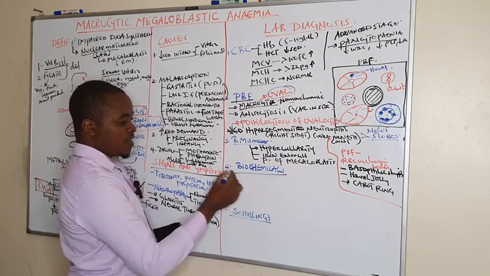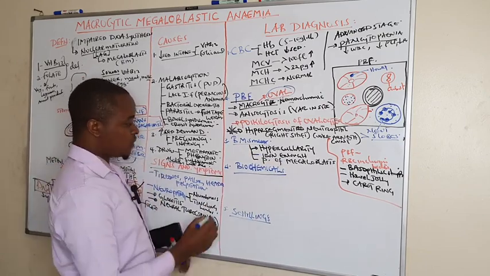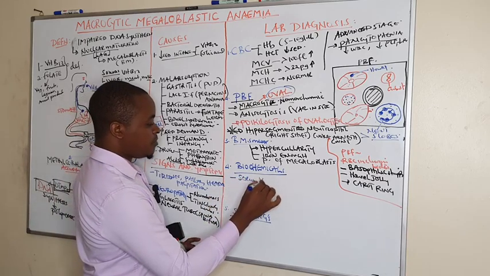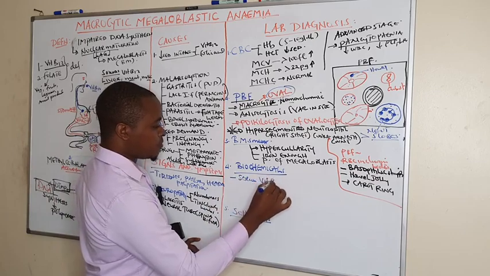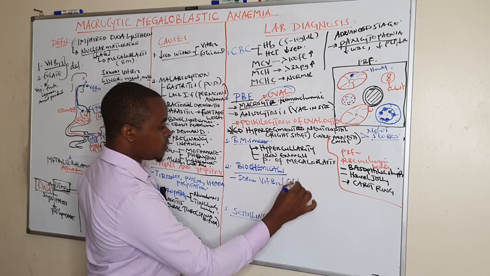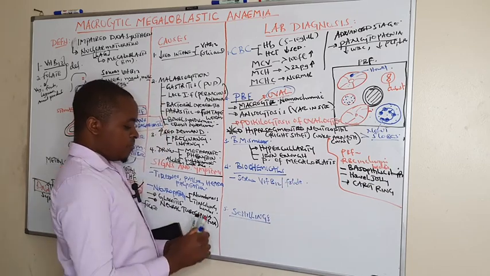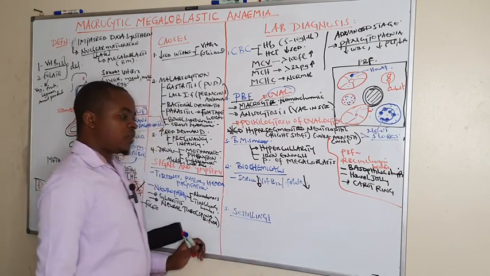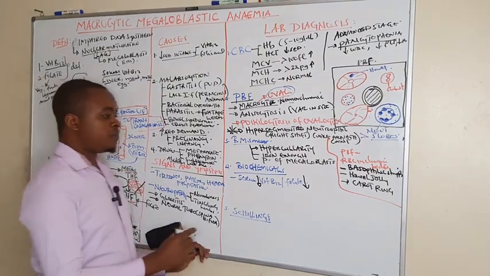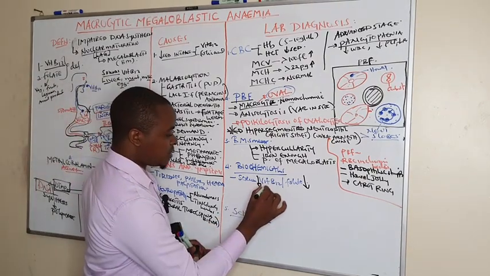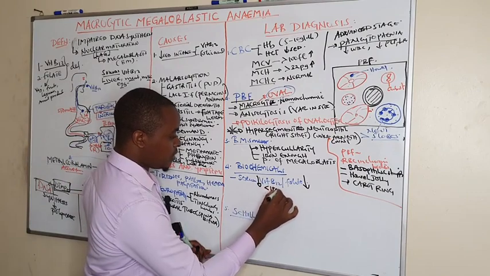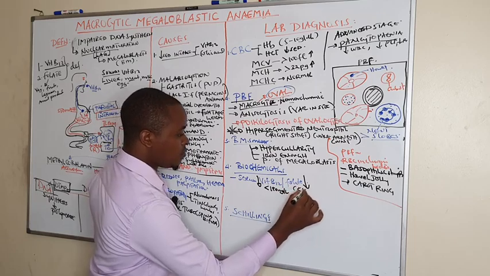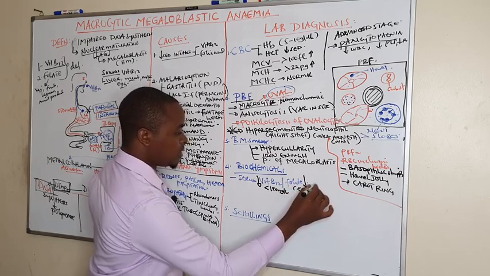Then another thing we can talk about is the biochemical tests. Under biochemicals, we can determine serum vitamin B12 and serum folate. If there is megaloblastic anemia, we find they are decreased. Serum folate is low, meaning less than 180 nanogram per liter, whereas serum vitamin B12 is less than 150 nanogram per liter.